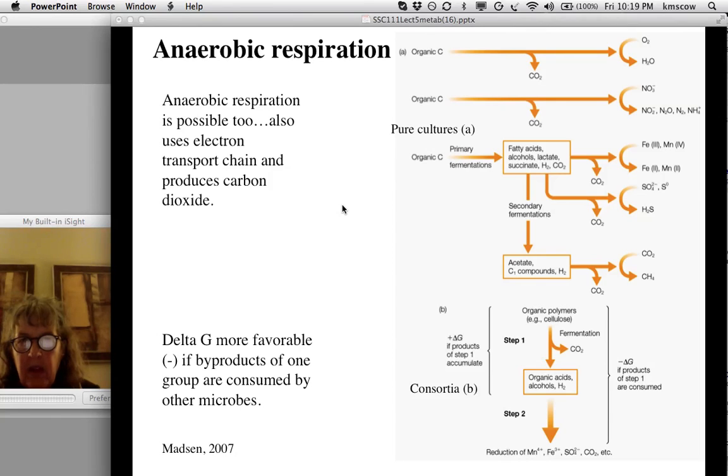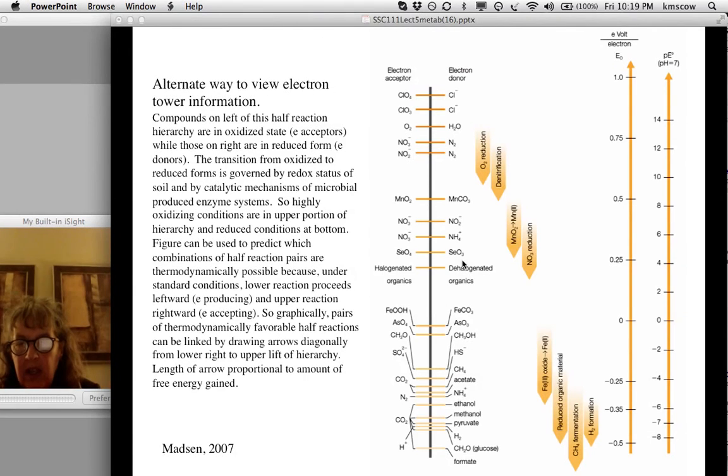There's another way of showing an overview of anaerobic respiration. It's the same thing that we were looking at before, but showing it slightly from a different angle. Like here, that nitrate can form all these different compounds, and showing the role and relationship of fermentation in there. And there's another way to look at the electron tower.